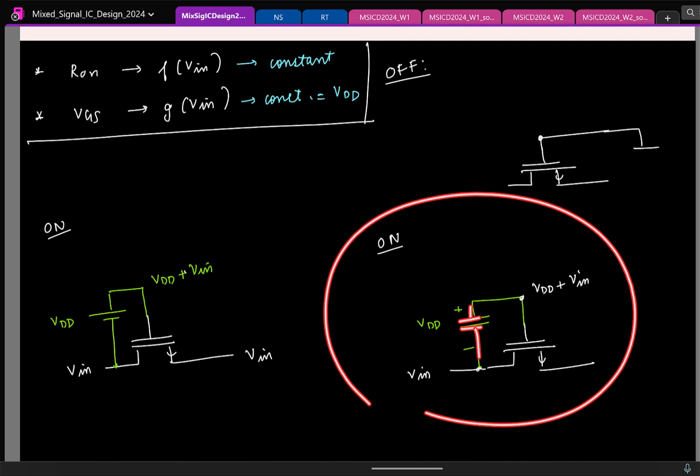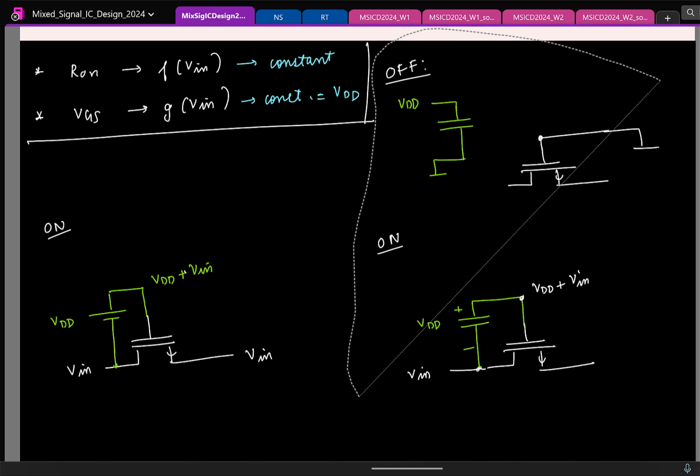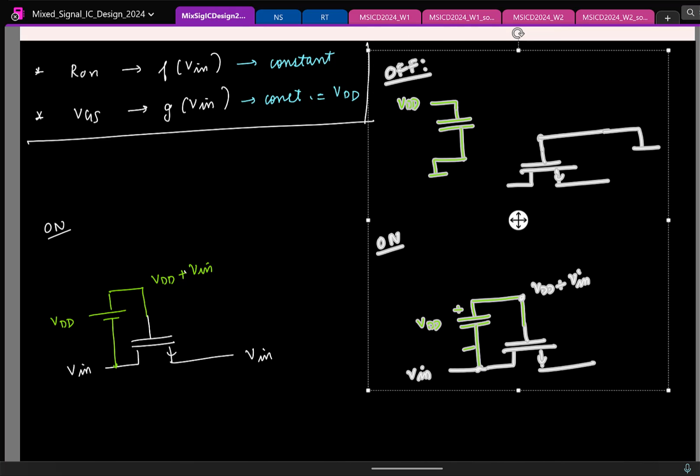So when can I charge the capacitor? When it is off. I am not doing anything to the capacitor. Then I will say, right? So this is what I want. So this is the configuration I want when the switch is on and when the switch is off.